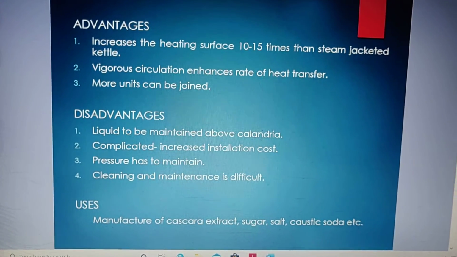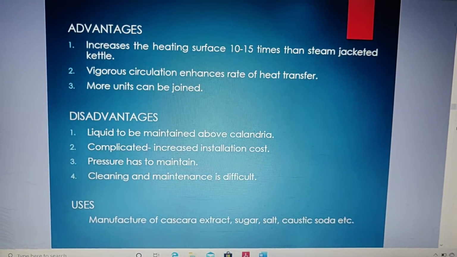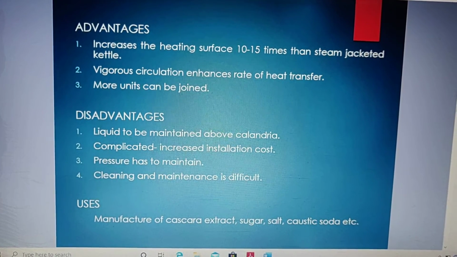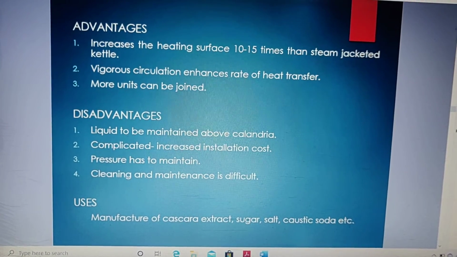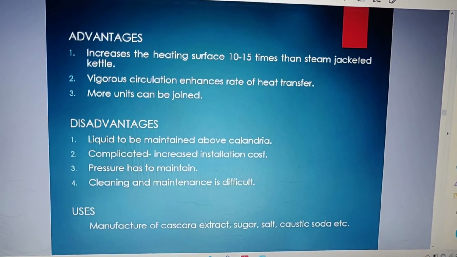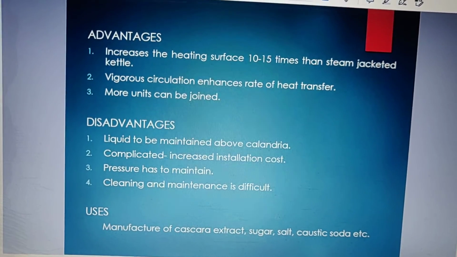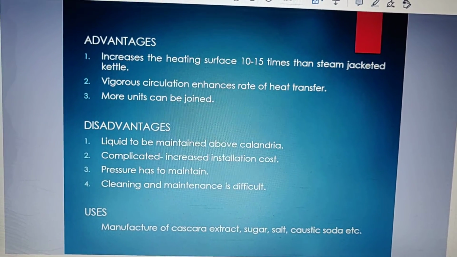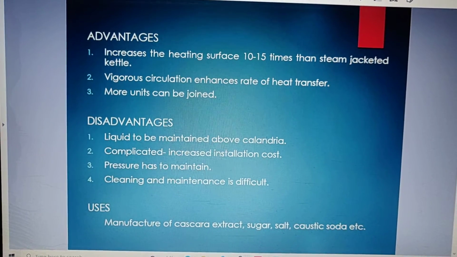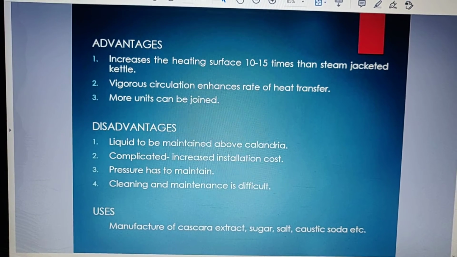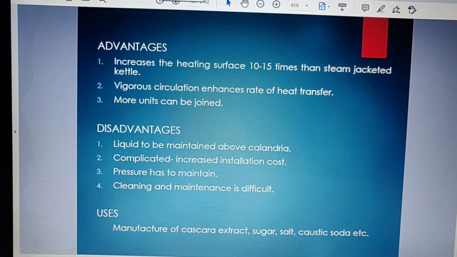Okay, now we will see the advantages, disadvantages and uses. So what is the advantage? It increases the heating surface 10 to 15 times compared to the steam jacketed kettle. Why? Because wherever there are turns and coils present, they increase the surface area as compared to the plain surface area that was there in the steam jacketed kettle. Next advantage, vigorous circulation enhances the rate of heat transfer since there is movement of steam inside the horizontal tubes. Third, more units can be joined. So more units of horizontal tubes can be joined so that your surface area and rate of heat transfer increase. Okay, what are the disadvantages?